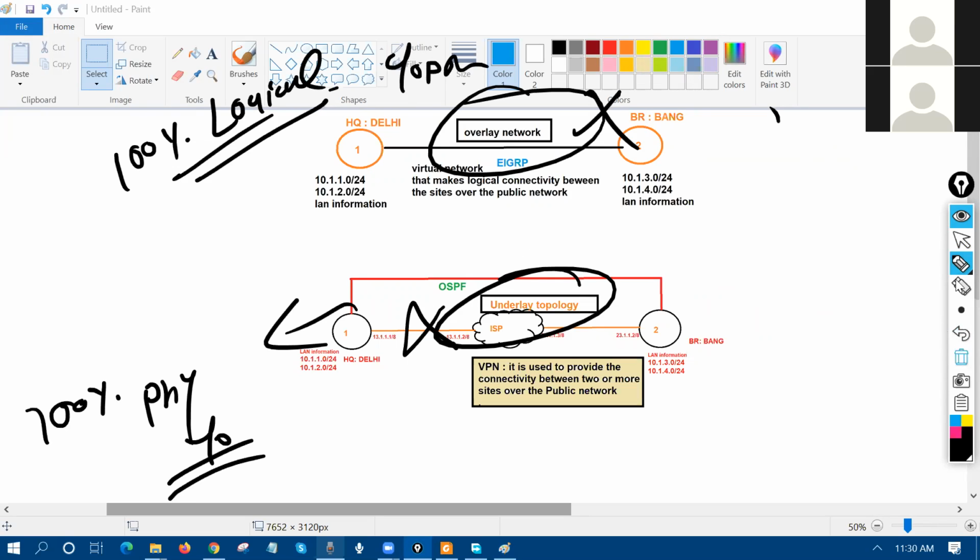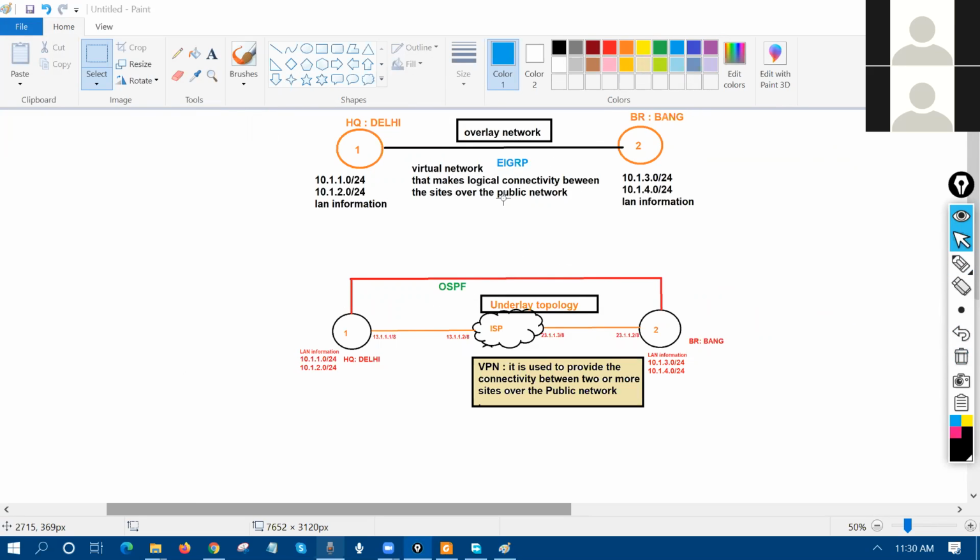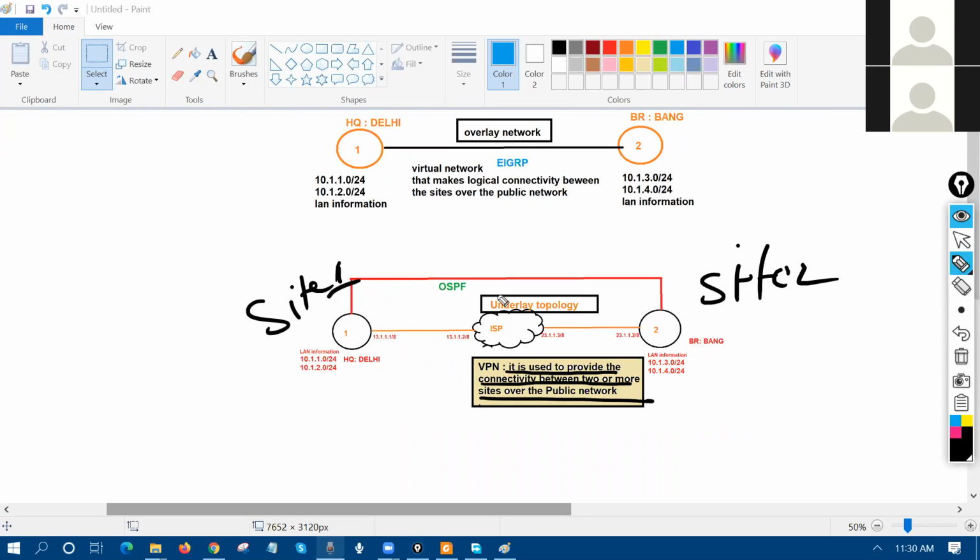So what is VPN going to do? VPN is just going to provide a logical connection between the sites over the public network. It provides the connectivity between two or more sites over the public network. So this is my public network, and it's going to provide the connectivity between site 1 and site 2 over the public network.